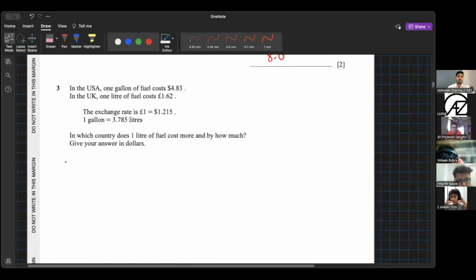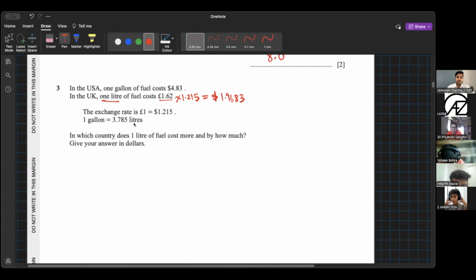Moving on to question number 3 now. It says in USA, 1 gallon of fuel costs $4.83. In UK, 1 liter of fuel costs this many pounds. The exchange rate of 1 pound to dollar is this much. So if you want to convert pound to dollar, we have to multiply by 1.215. So we'll get the cost of 1 liter of fuel in dollars. That is 1.62 multiplied by 1.215.